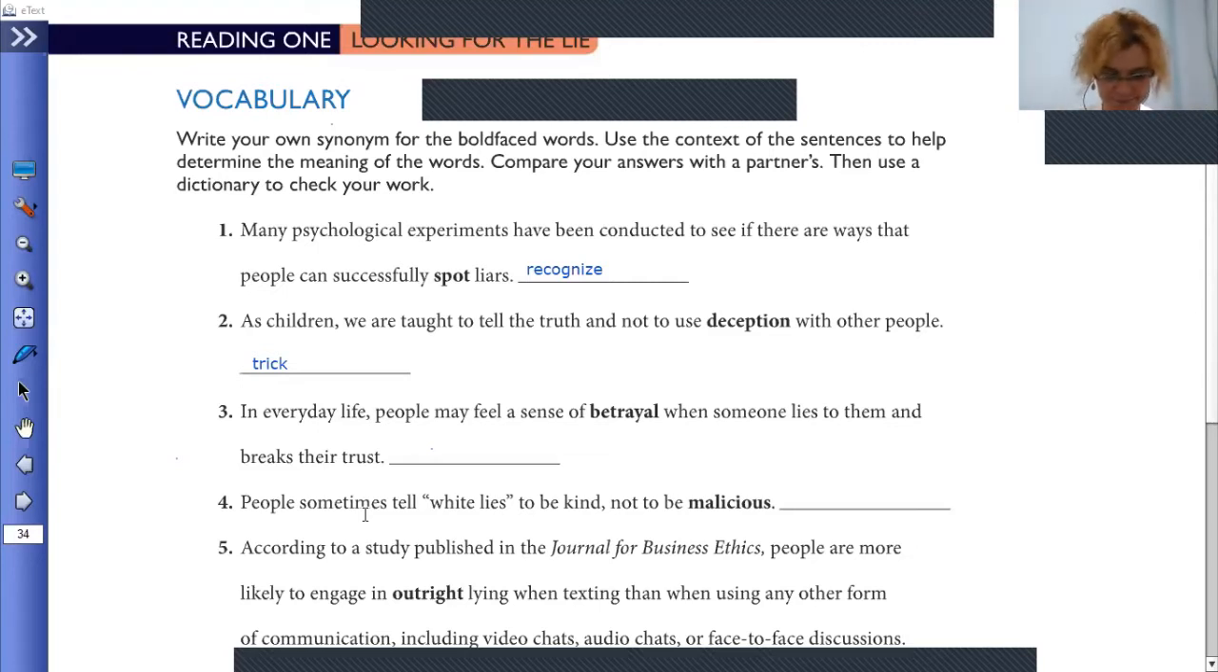Good morning. Morning, Miss Sylvie. Oh, number three. In everyday life, people may feel a sense of betrayal when someone lies to them and breaks their trust. Yeah, the synonym is disloyalty. Very good. Thank you. And that's really sad, yeah. And it's hard to regain trust. Thank you. Okay, number 4, we go to Nico.